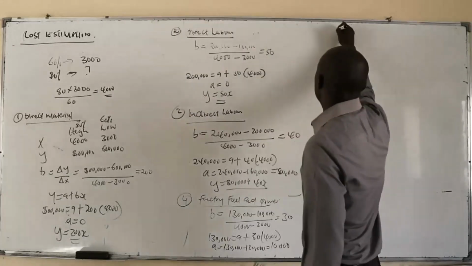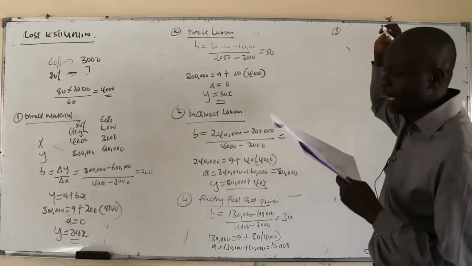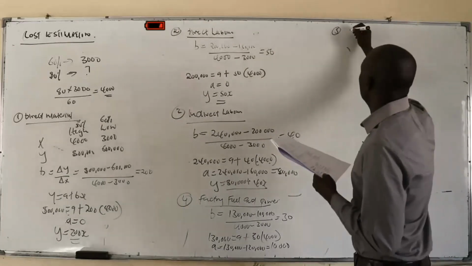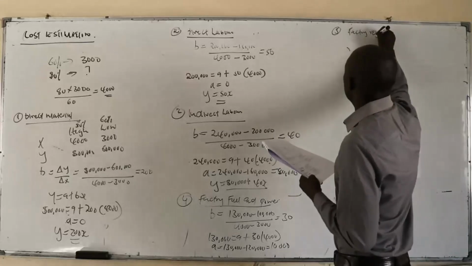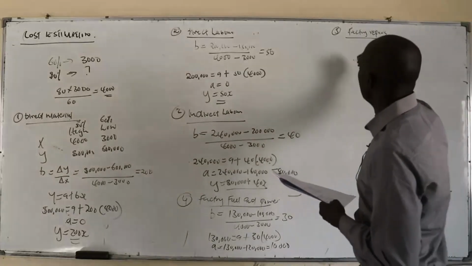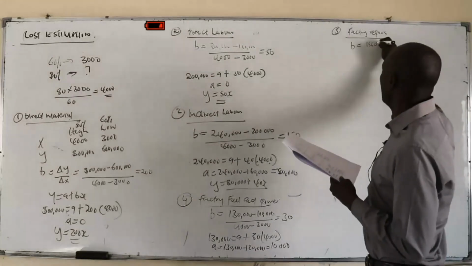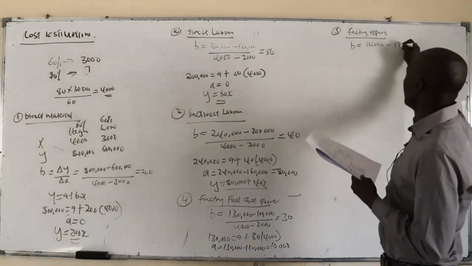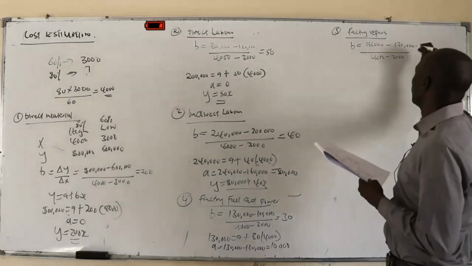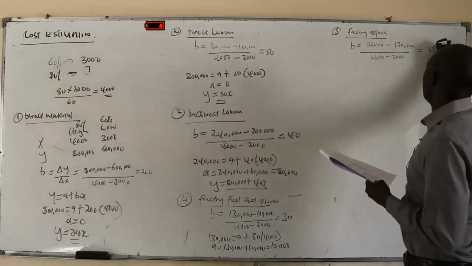We go to number 5, we have factory repairs. So factory repairs, we get the value of B, which is equals to 155,000 minus 130,000 over 4,000 minus 3,000. What do you get? 25. And then we get the value of A.